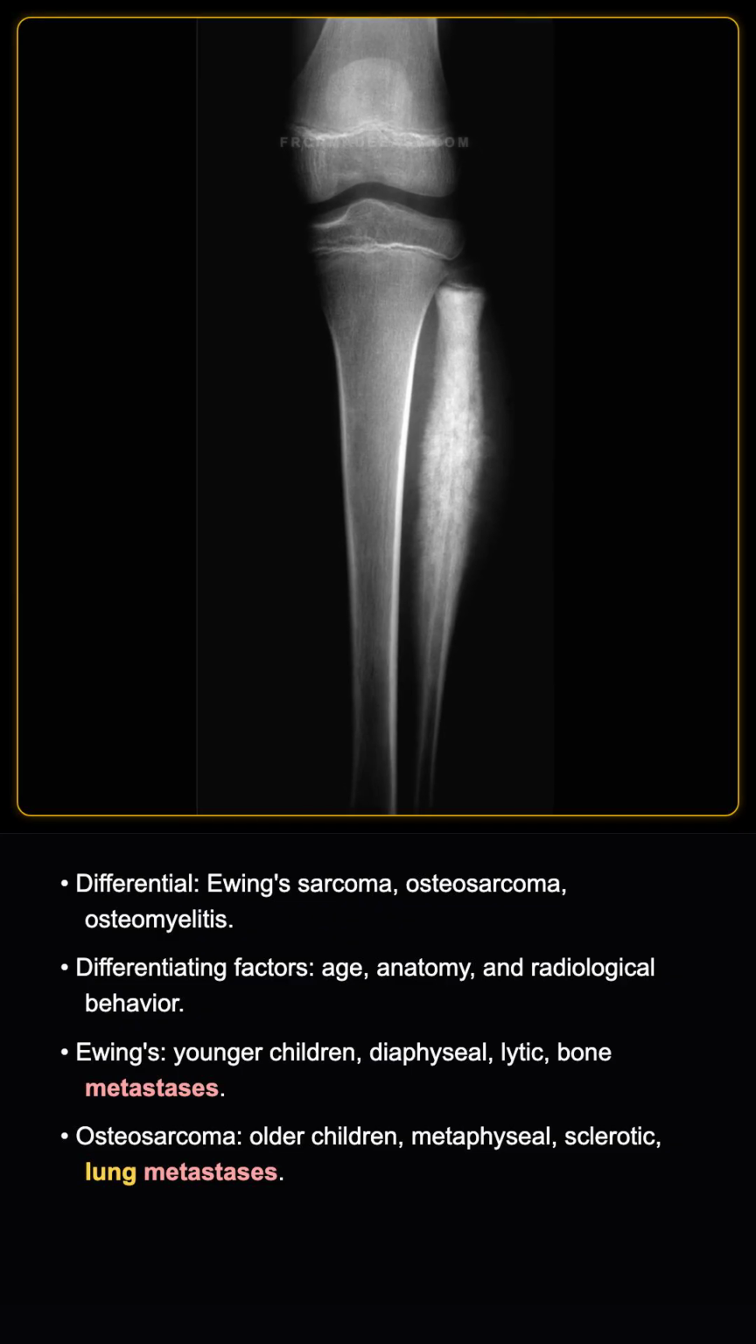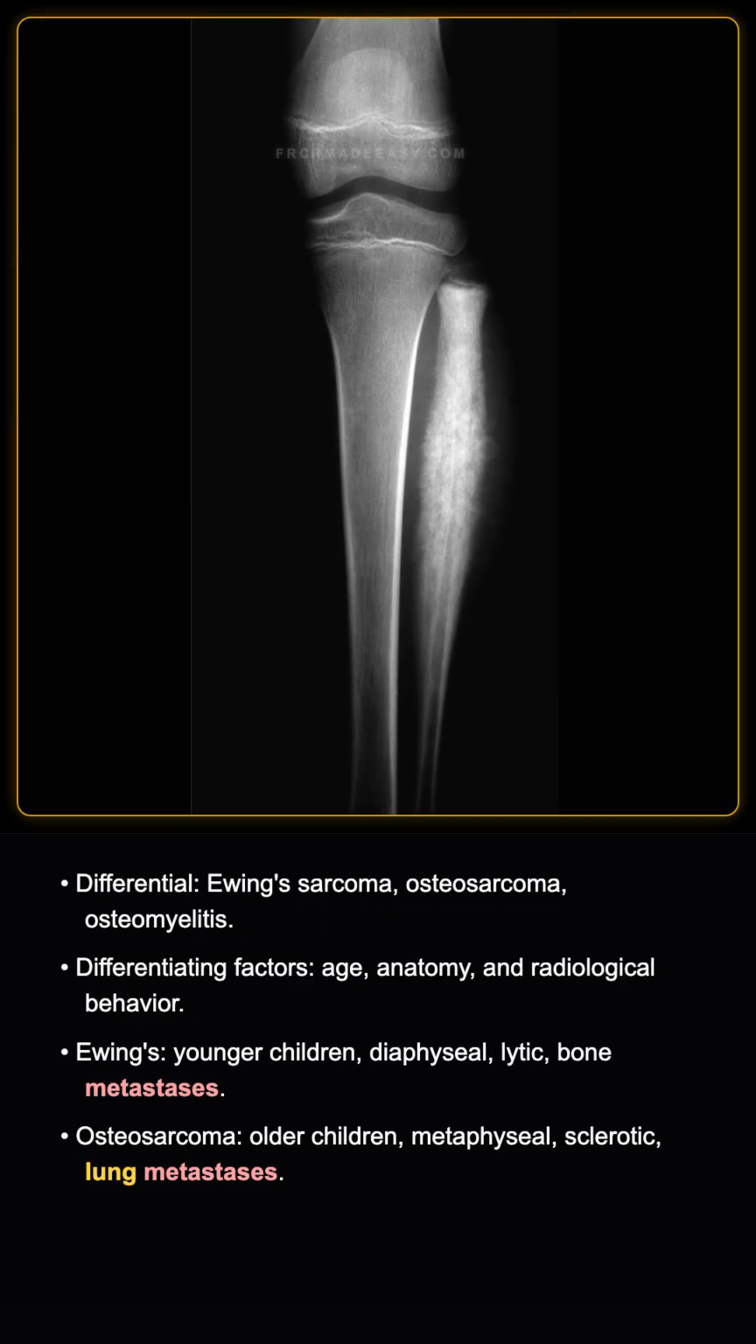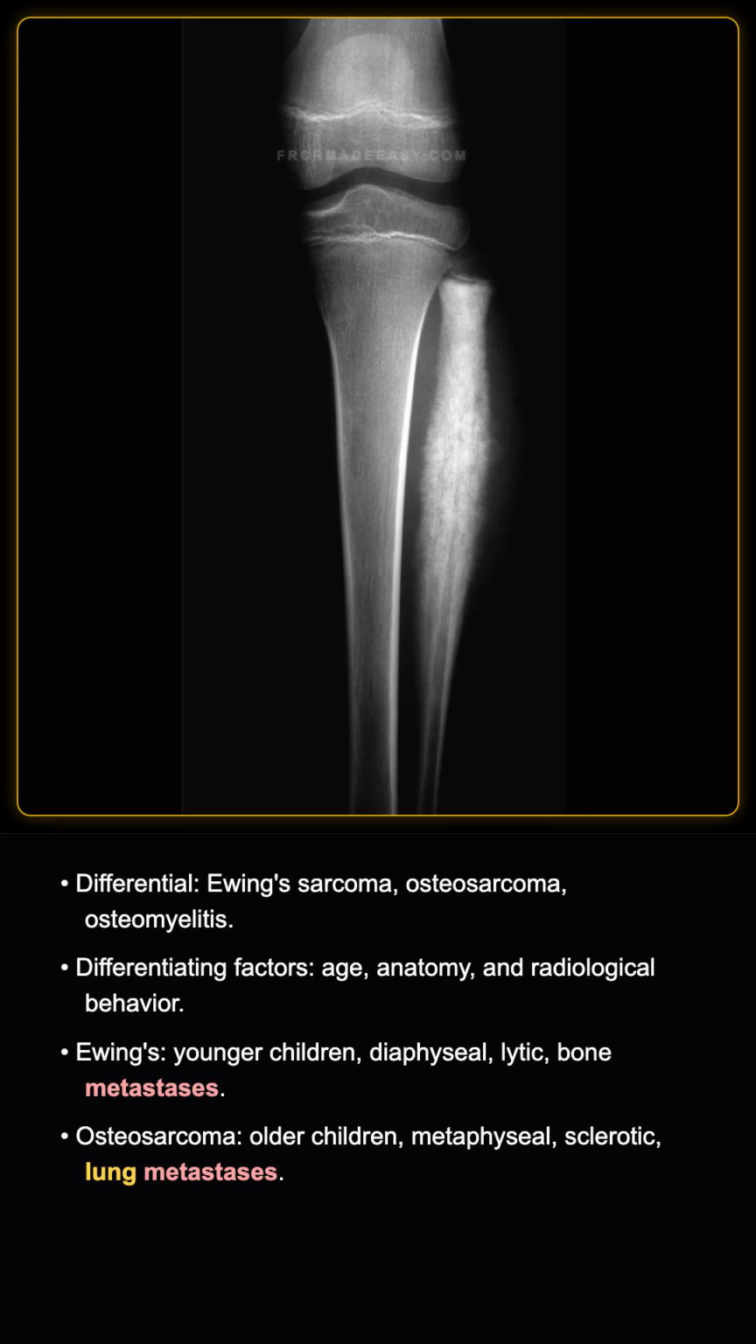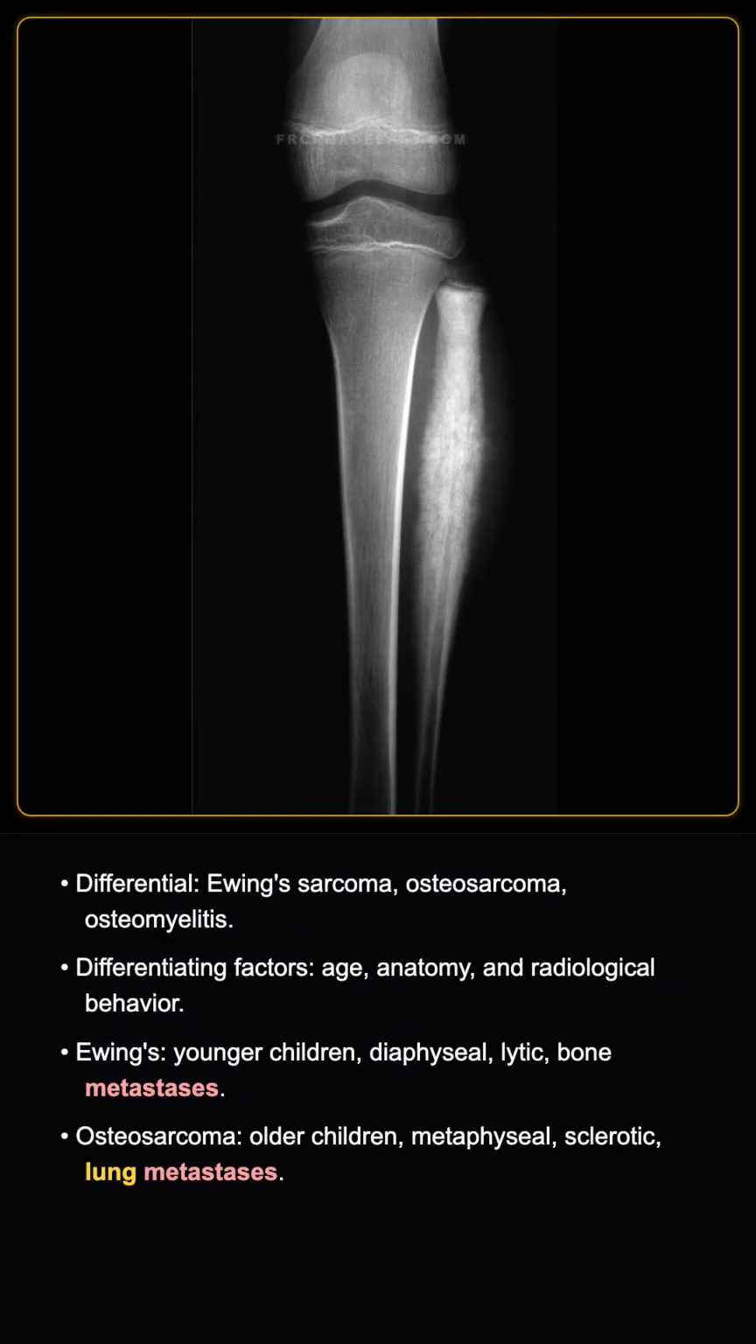Ewing sarcoma is most common in younger children, has a diaphyseal predilection, is typically permeative or lytic, and metastasizes to other bones. Osteosarcoma typically affects older children and young adults, is located in the metaphysis, appears more osteoblastic or sclerotic, and metastasizes to the lungs.